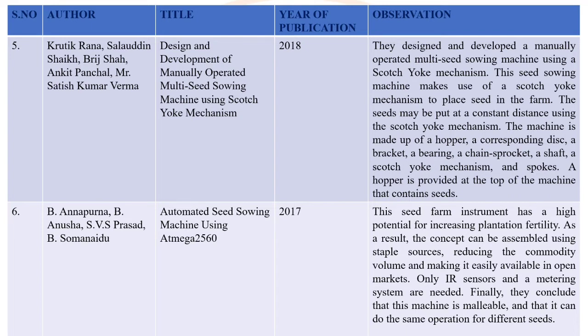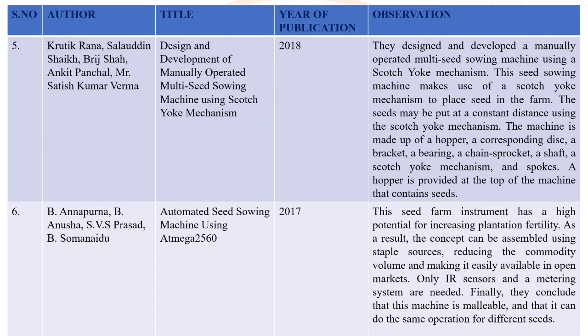This seed sowing machine makes use of a Scotch yoke mechanism to place seed in the farm. The seeds may be put at a constant distance using the Scotch yoke mechanism. The machine is made up of a hopper, a corresponding disc, a bracket, a bearing, a chain sprocket, a shaft, a Scotch yoke mechanism, and spokes. A hopper is provided at the top of the machine that contains seeds.